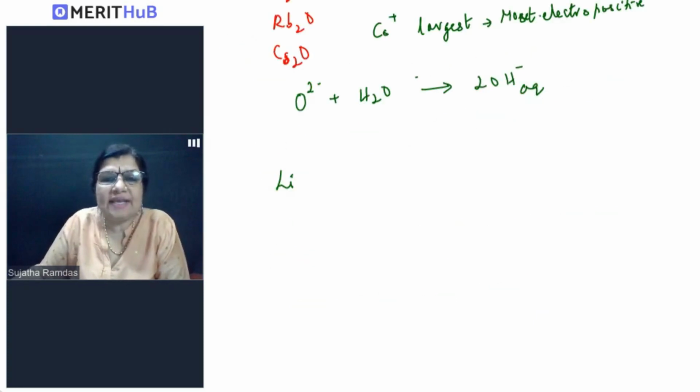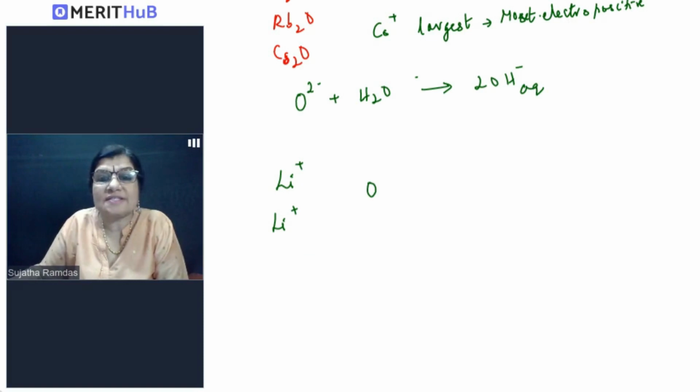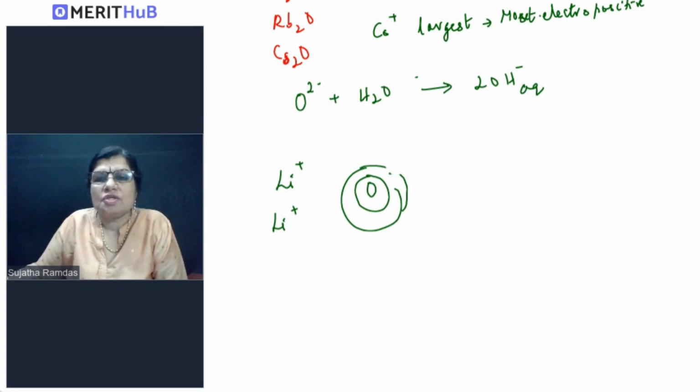So you have lithium ion, and we have oxide ion, correct? The oxide ion has got two shells. So this is the electron cloud of the oxide ion. Let me denote the electrons in the oxide ion. You have got two electrons in the first shell: 1, 2, 3, 4, 5, 6, 7, 8.